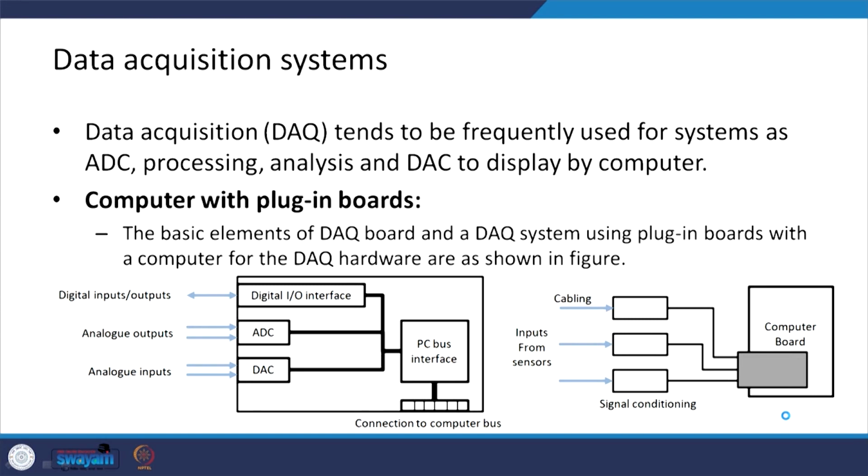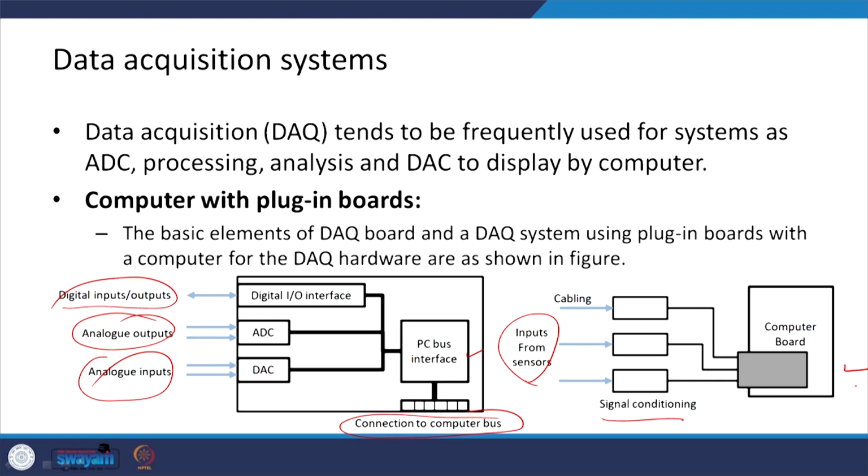The data acquisition system is basically used these days to get the input data. It tends to be frequently used as a system with analog to digital converter, processing analysis, and digital to analog converter to display by the computer. So there are computers with plug-in boards, the basic elements of the DAQ board and the DAQ system using a plug-in board with a computer for the hardware are like this. You have connection to the computer bus, PC bus interface is there. You have the digital input output, analog output and analog input ports over here. You have the inputs from, say, a sensor, there is signal conditioning and then you can put it in the computer board.